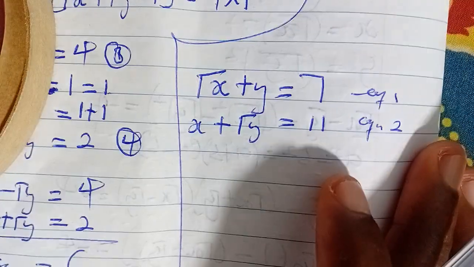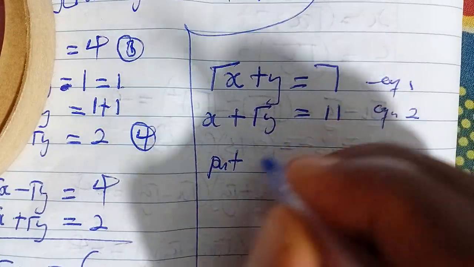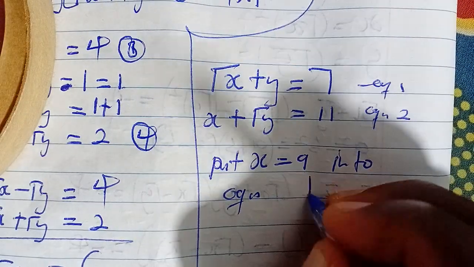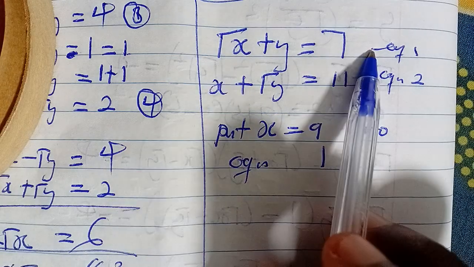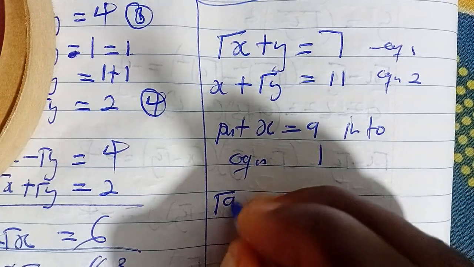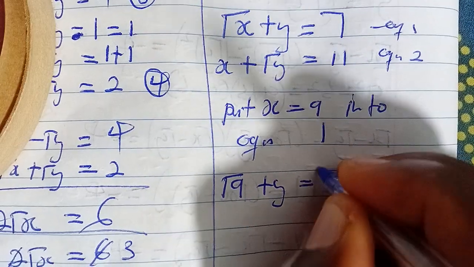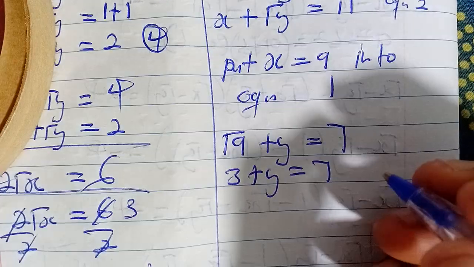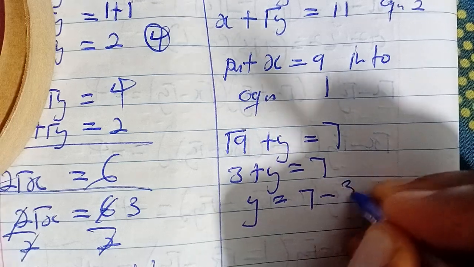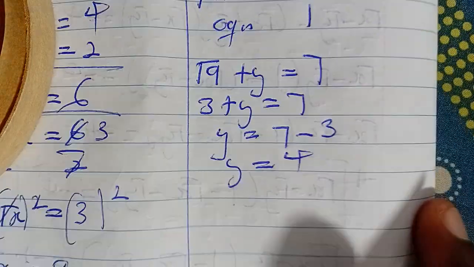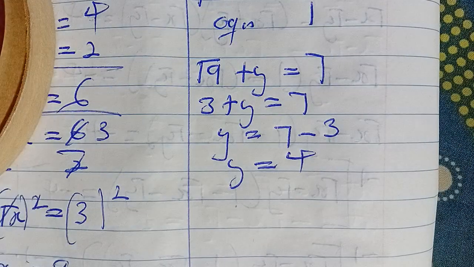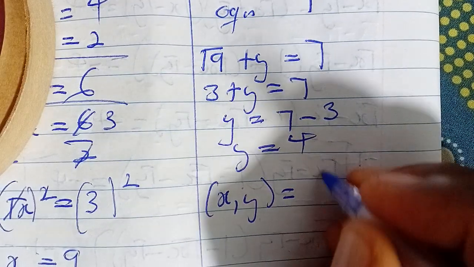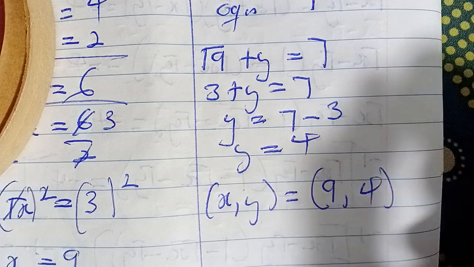So you can say put x is equal to 9 into equation 1. This is equation 1. So you're going to have root of 9 plus y is equal to 7. Root of 9 is 3, plus y is equal to 7. So y is equal to 7 minus 3, y is equal to 4. So you can see now y is equal to 4. Now we know the value for x and y. So we can conclude by saying x and y is equal to 9 and 4.